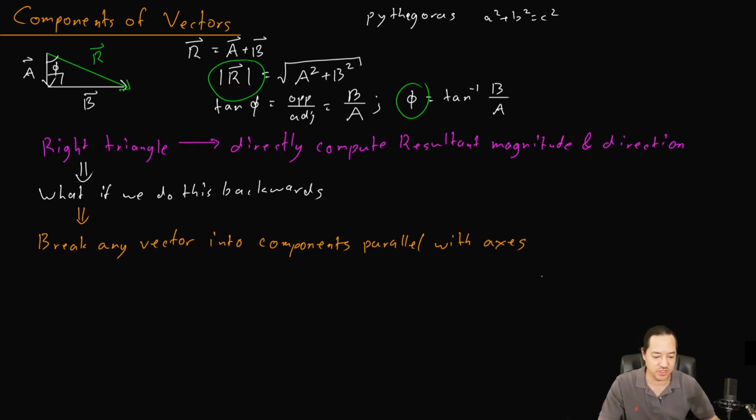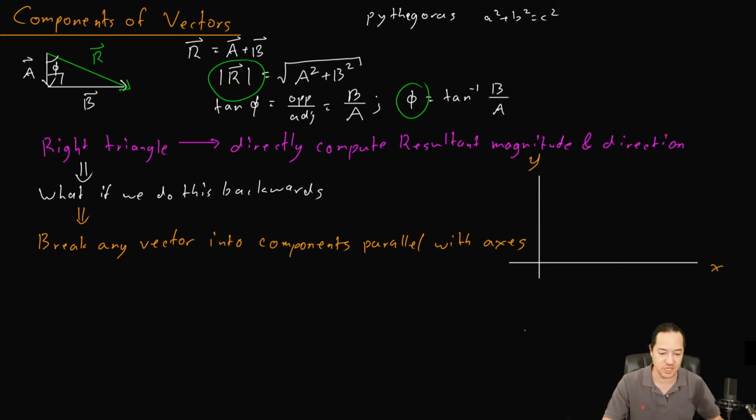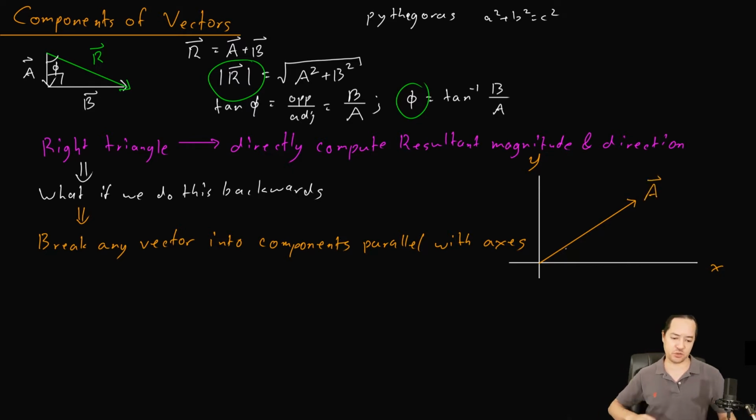So let's see what this is going to look like. Let's imagine we have a set of x and y axes, just like this, okay? So here's our x-axis and here's our y-axis. Now what we can do is we can define some random vector, something like this. It can be anything really. And we'll call this our vector A, okay? So it's just an arbitrary vector.